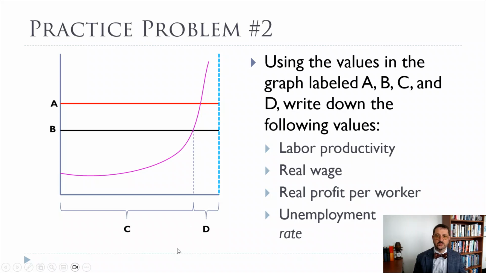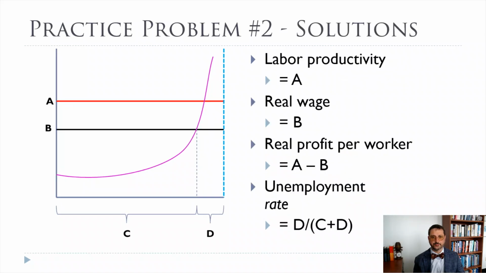And so with these, we can label at least labor productivity, the real wage, the real profit per worker, and the unemployment rate. We could also do the employment rate, but not the employment to population ratio, because, as we'll discuss, this blue line is the labor force. So if you want to figure that out, take a couple minutes to do that. You can pause the video here. Otherwise, we can go along and we'll do it together.